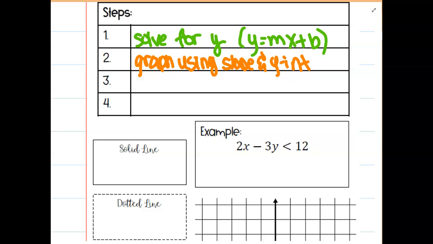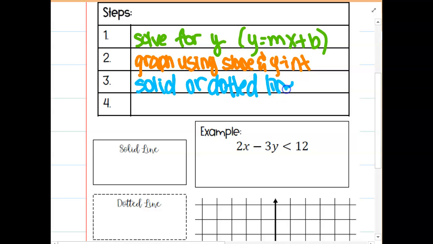Except I can't really use dots because it's a line, okay? So how we're going to show the difference between a closed dot or an open dot, between an equal to or a not equal to, is you are either going to use a solid or a dotted line. So the next thing you're going to do is, once you have your line graphed, you're going to decide, should it be a solid or a dotted line? We'll talk about how you're going to know that.